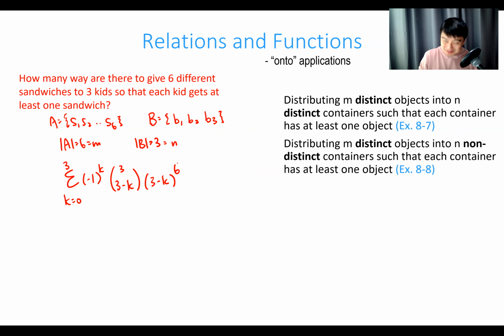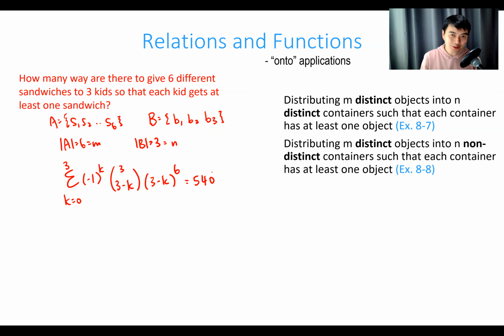Now, of course, this is going to be a pretty long summation, especially if the size of your sets gets larger and larger, right? So notice that the number of terms in this summation does depend on the number of objects in B, right? So the bigger the set B, the more summation that you have to do. Now, if you work out the summation, it turns out that the answer here is 540.